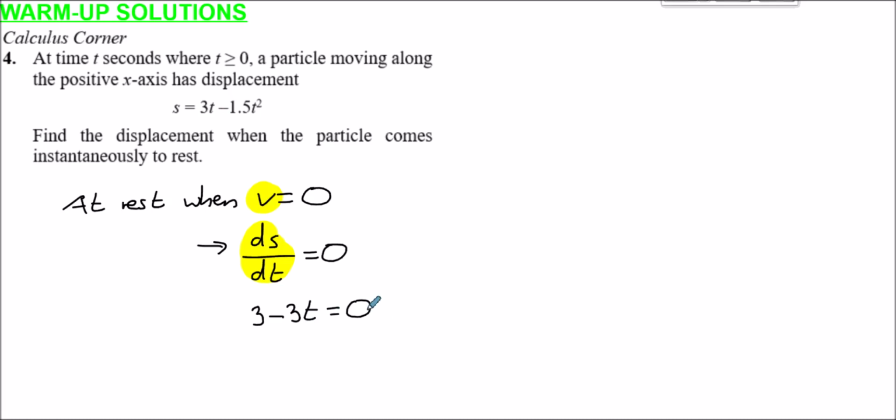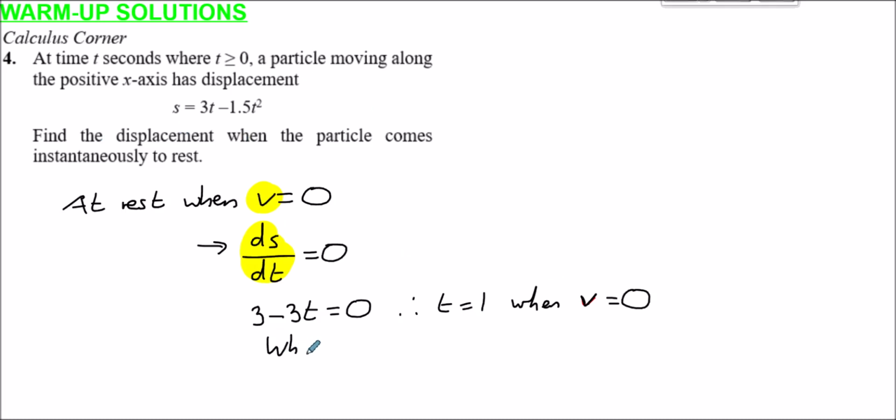equal to 0. So therefore this is going to be equal to 0, obviously, when t is equal to 1. So t is equal to 1, and the velocity is equal to 0. That was a bit strange, it just changed randomly to red. Never mind. So now we need to work out the displacement when t is 1.